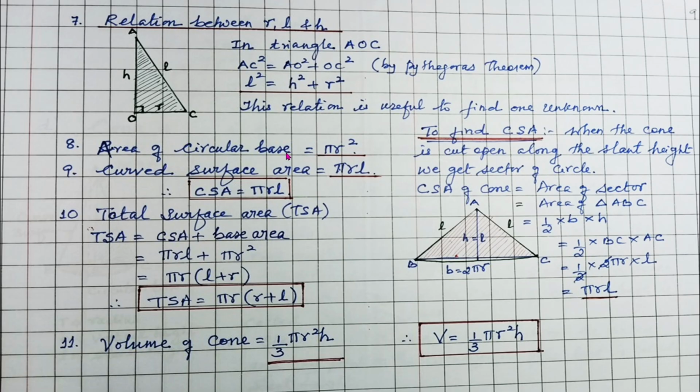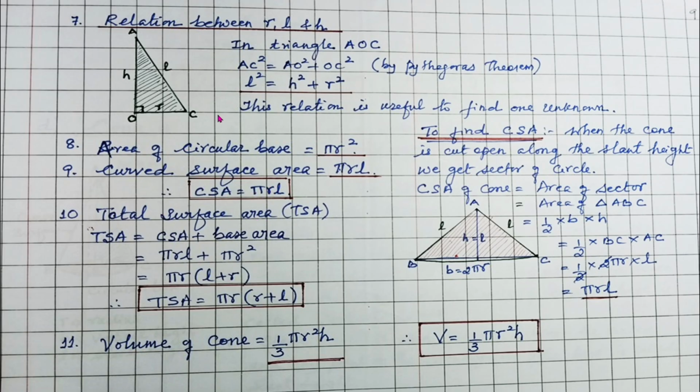Now the base is a circle and therefore its area is pi r square. To find the curved surface area, we have to cut open the cone and spread it, and we get a sector of a circle. The area of the sector is approximately equal to the area of a triangle, half into base into height. The base is the circumference of the circular base of the cone, that is 2 pi r, and the slant height is L, and therefore we get the curved surface area as pi r L. Therefore the curved surface area of a cone is pi r L.